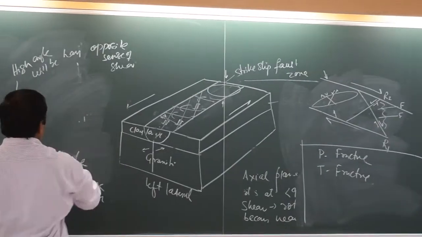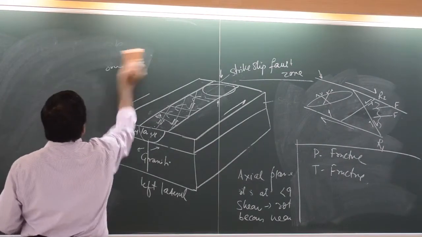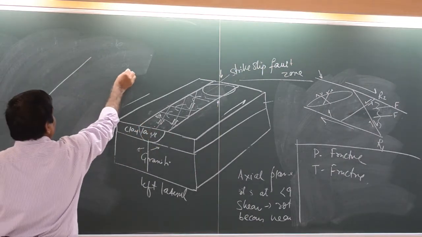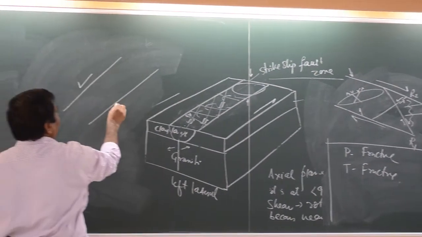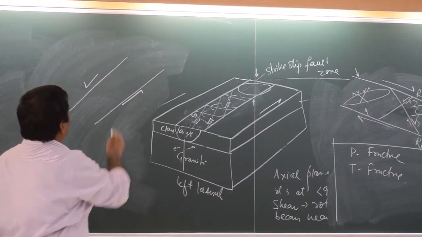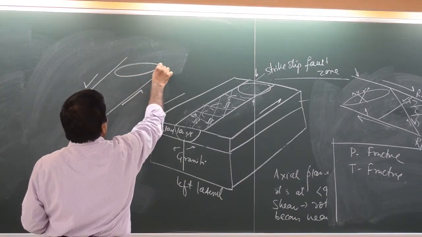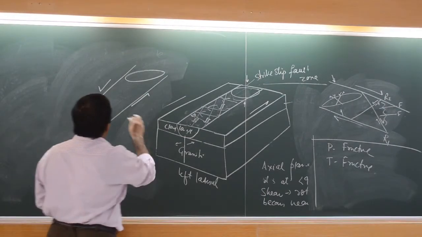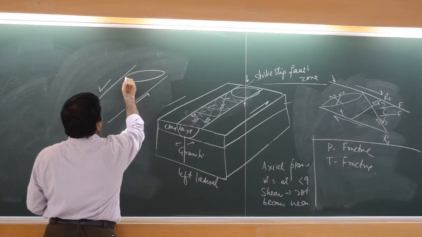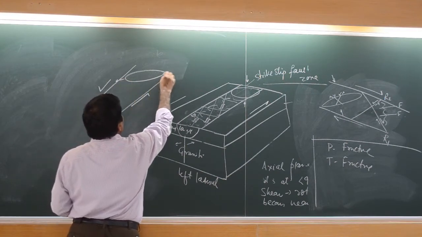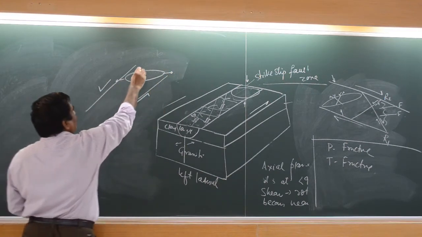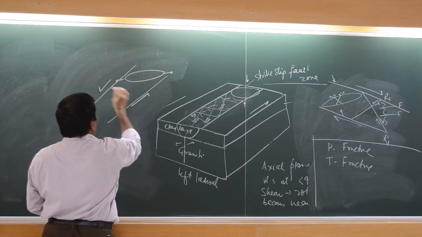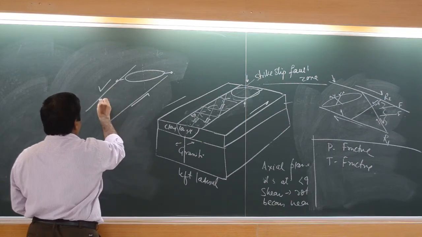I'll draw it. We are drawing for this earlier. This is the fracture, so this is the left lateral shear. This is your main ellipse. Now this is the extension direction. Perpendicular to that, like this. So perpendicular to this, you will get T fractures.